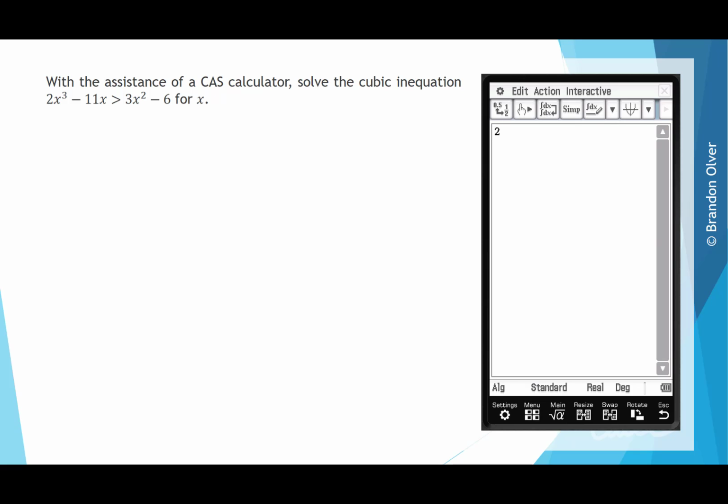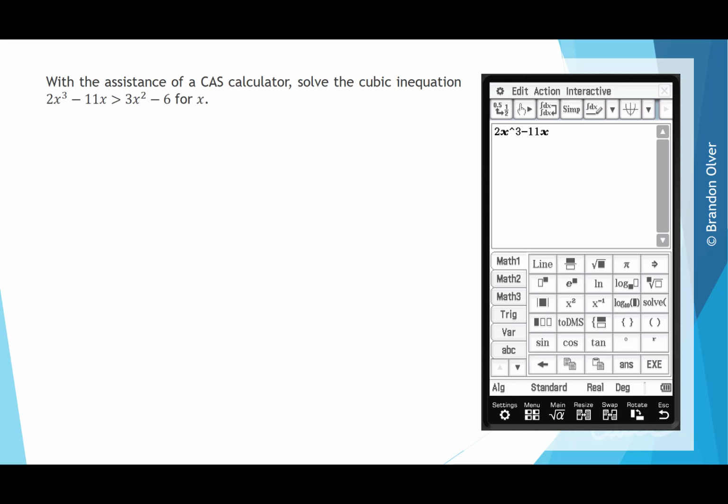So we'll type in 2x to the power of 3, subtract 11x, and then pressing keyboard and math 3, we can find our inequality symbols. So we want that to be greater than 3x to the power of 2 minus 6.